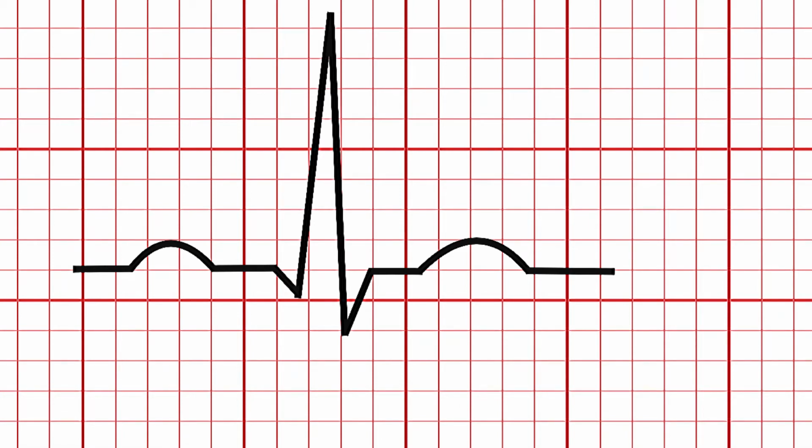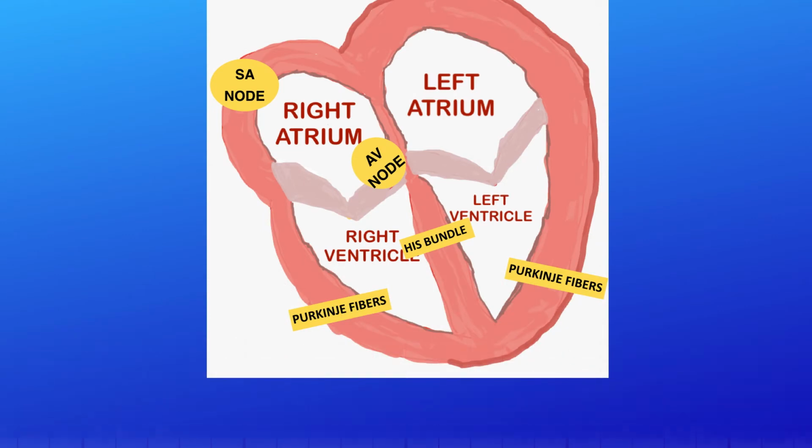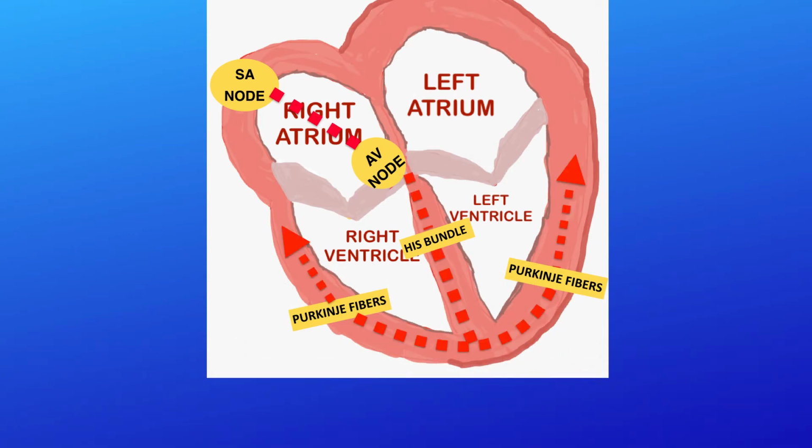So as you can see in this image, this is a normal PQRST complex, and this is the representation of the normal cardiac cycle. The normal PQRST complex starts at the P wave, which starts at the SA node, and later it travels to the AV node, and then to the His bundle, and finally to the Purkinje fibers, and this will complete the normal cardiac cycle.